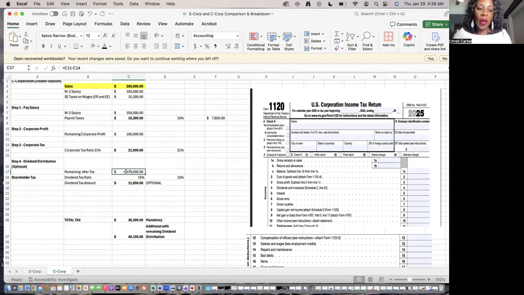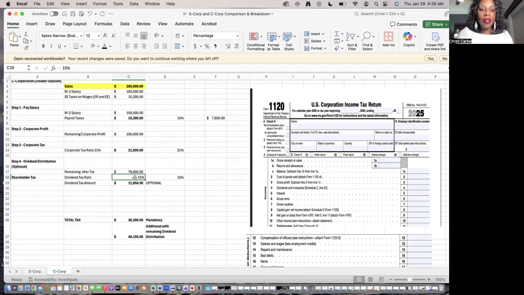So you don't have to take all of it. Let's say you want to take out $10,000. Then you would pay an additional 15% on $10,000. And that is what, $1,500? So it's up to you. But this is why there are some people that are okay with this scenario.